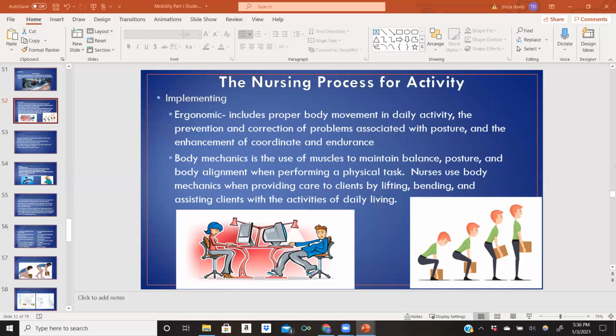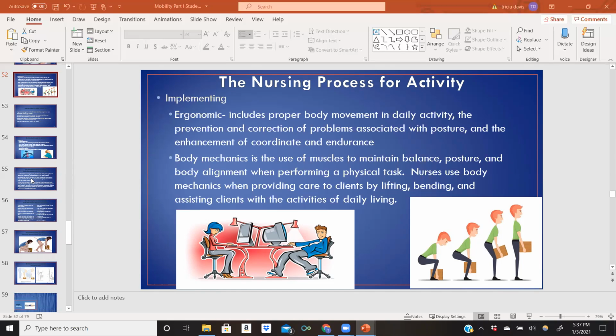So implementing good ergonomics is going to include proper body mechanics in our daily activity. We already said the prevention and correction of problems associated with posture. You can see these pictures here. The girl on the left has great body mechanics. She's sitting up tall. Everything's properly aligned. The guy on the right, he's all slumped over. He's at risk for developing some type of injury. And then you have the girl on the right. This is showing you how you bend down to pick up a box instead of just bending over in half and putting all that strain on your body.